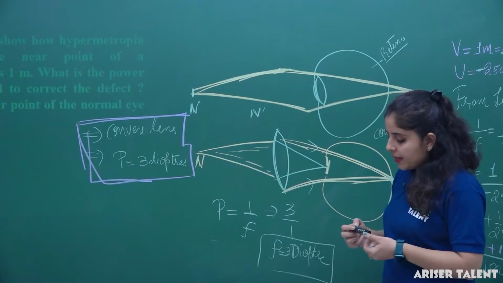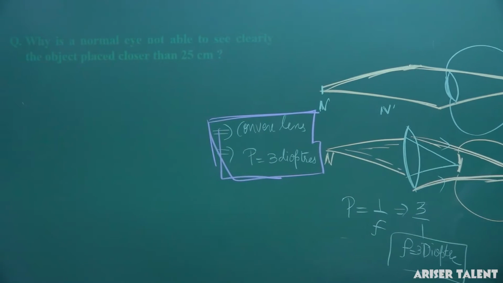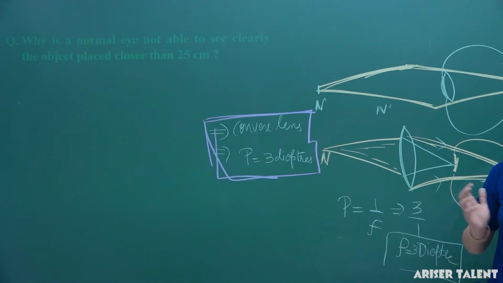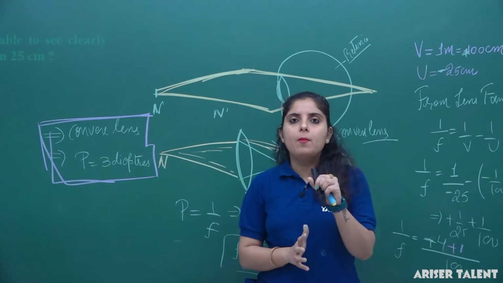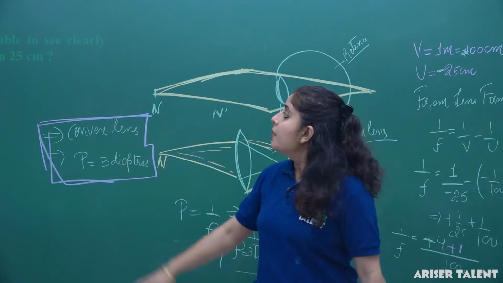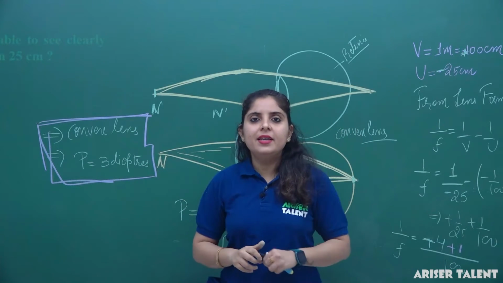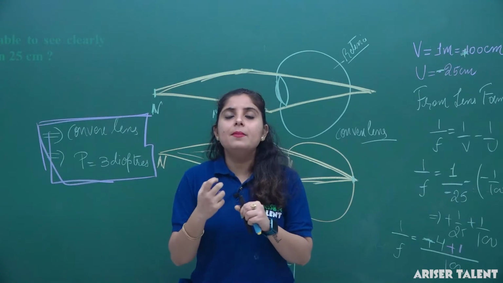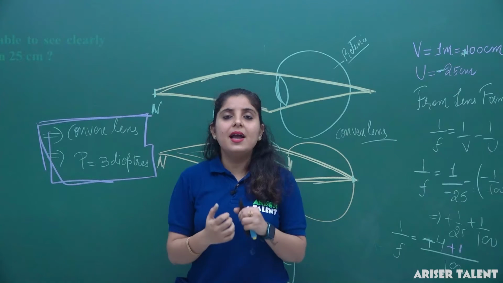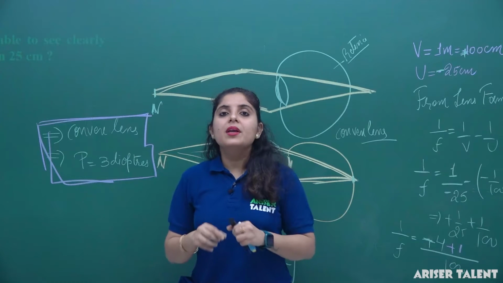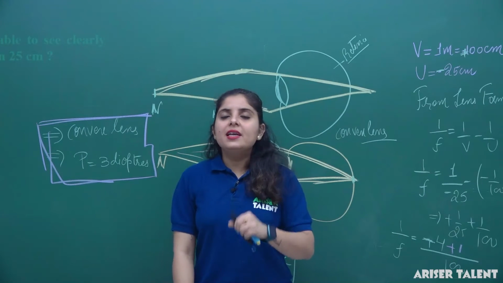Now let's move forward to the next question here, and the next question is, why is a normal eye not able to see clearly the object placed closer than 25 centimeter? You know that the normal distance of distinct vision for a normal eye is 25 centimeter. It means up to 25 centimeter you can see very clearly. But if the distance is not 25 centimeter, what will happen in this case? If the distance is less than 25 centimeter, the ciliary muscles will not bulge the eye lens, and in this case the image is not going to form on the retina, and the things you will see will appear very blurry to you.